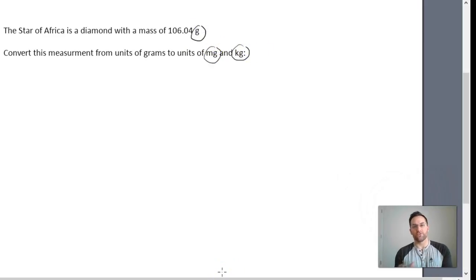So we want to make sure that we understand how to go smaller in terms of milligrams, and we're going to see how to go larger in terms of kilograms. The amount's going to stay the same, but the unit of measure is going to vary. Okay, so let's go ahead and get started.